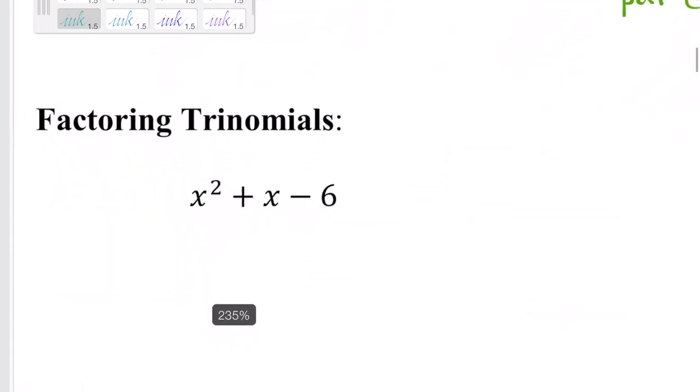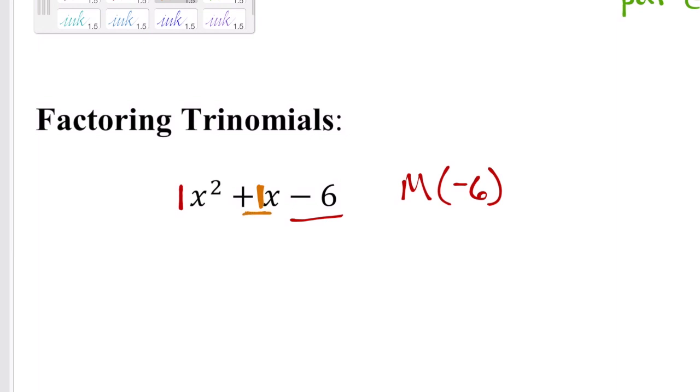When it comes to factoring trinomials, I do this thing that I have called M&A, the M&A method. So the M&A method, you start off by figuring out what multiplies to give you the product of your first term and your last term, or your leading coefficient and your constant. So in this case would just be negative 6. And what adds to give you the middle term. So in this case, it's going to be a positive 1.